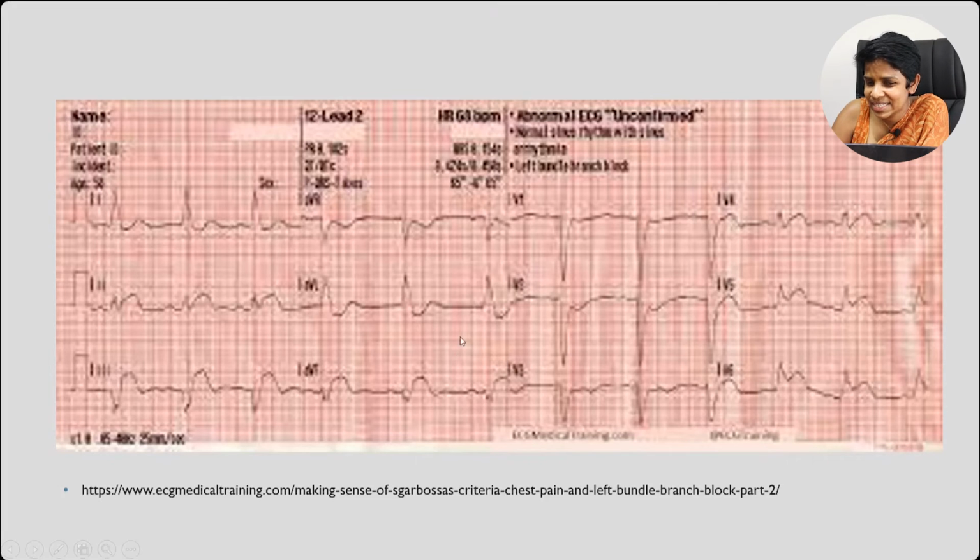I'm very sorry, this ECG is not very clear, but I think you can appreciate that in these leads, where the QRS is positive, you usually get ST depressions, but here you get ST elevation that is due to acute anterior STEMI.